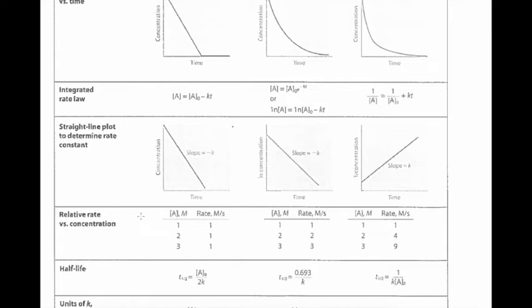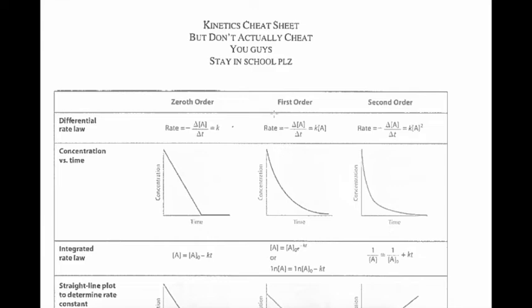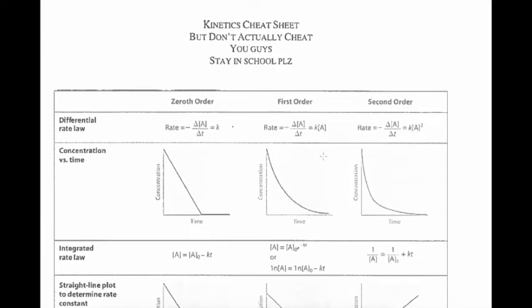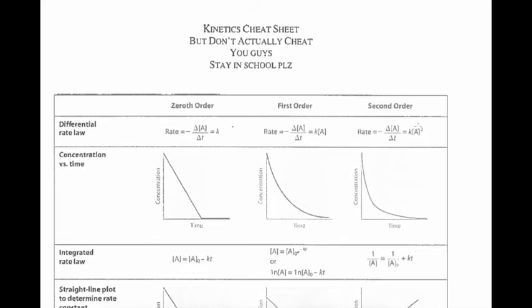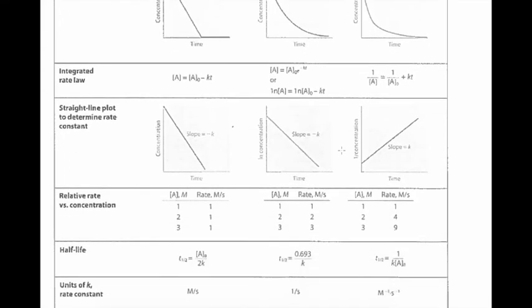Let's see. I wouldn't worry too much about this relative rate versus concentration. You can just figure that out. You know that for zero order, the rate does not depend on concentration. So no matter what the concentration is, the rate has to stay the same. For first order, if you double the concentration, the rate gets doubled because, again, rate is proportional to concentration. If you double the concentration for second order, the rate quadruples because the rate is proportional to the square of concentration.